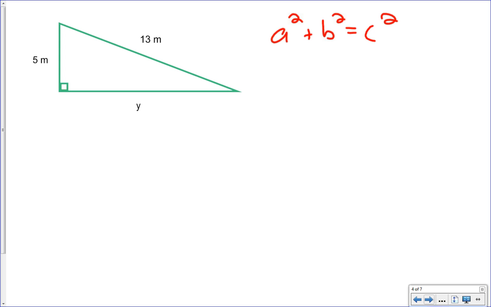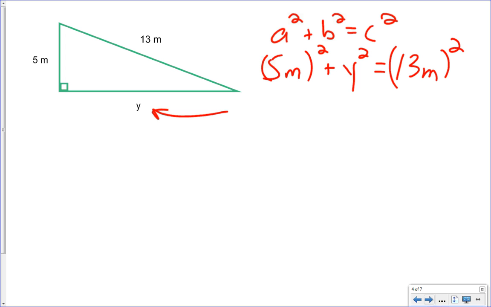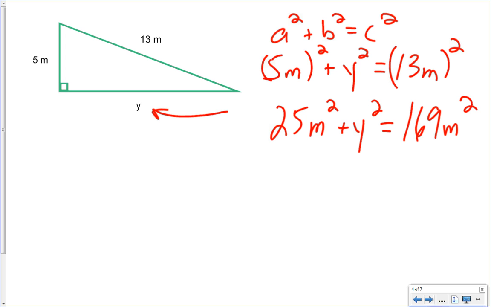So the 5 meters can be either A or B. You told me that earlier. So let's make it A. 5 meters squared plus, well, B is represented by the Y in my picture. So Y squared equals 13 meters squared. Everybody ready? So 5 squared, that's 25 meters squared, plus Y squared. Anybody know 13 squared? Yep, 169. And then meters squared.